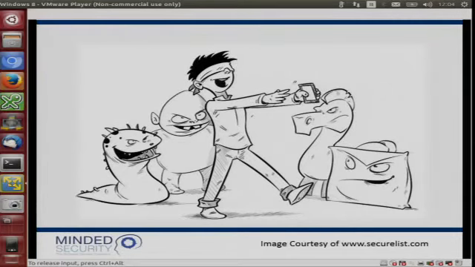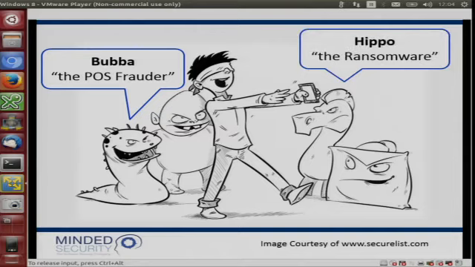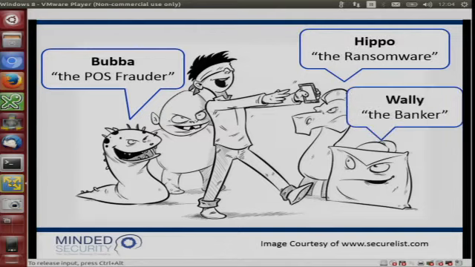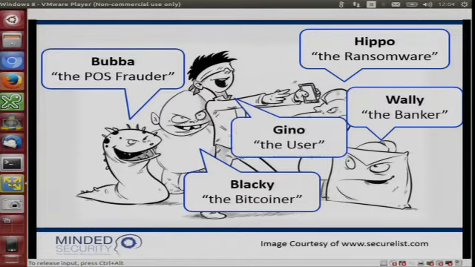This is courtesy of Secure List. This is a beautiful image where we can find Bubba, the POS frauder, Hippo, the ransomware, Wally, the banker, Blackie, the Bitcoiner, and in the middle, our friend Gino, the user who is not aware of all the threats he is going to find during his daily browsing of the internet.